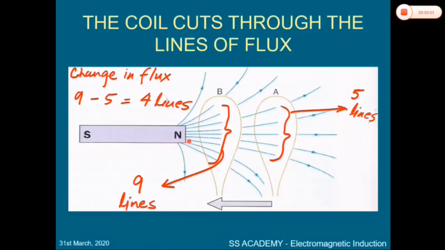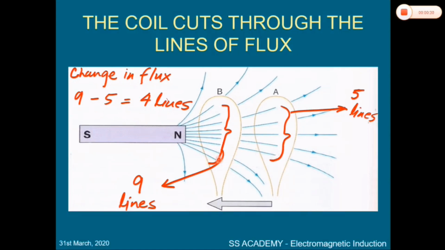Now here I have shown a portion of the magnetic field lines of a bar magnet to study what happens when the coil cuts through the lines of flux. Now Michael Faraday's law of electromagnetic induction states that an EMF is induced when a conductor cuts through lines of flux or there is a change in the flux linkage of a coil.